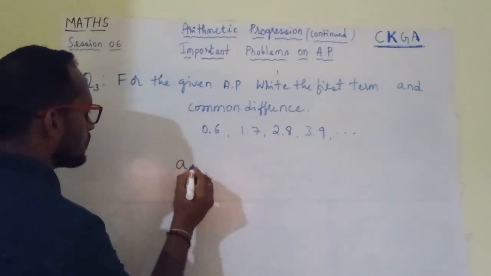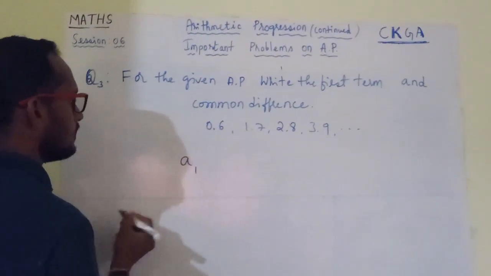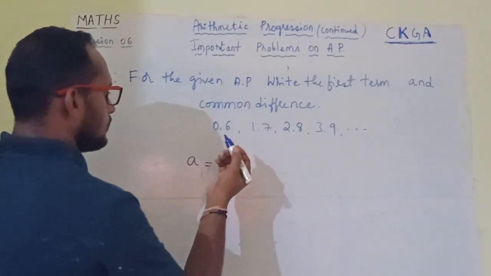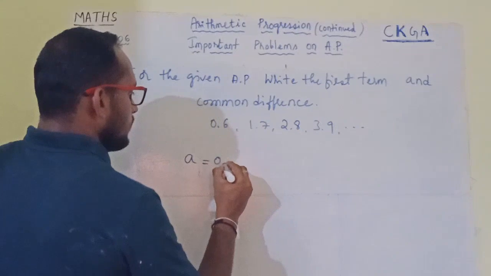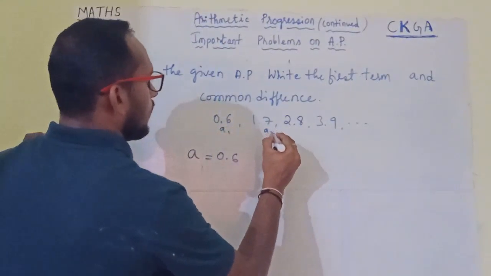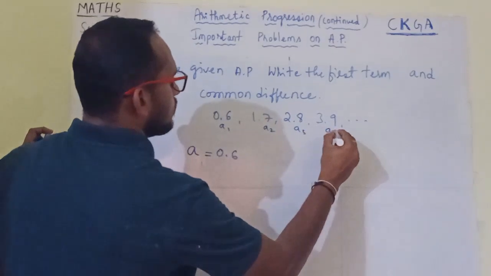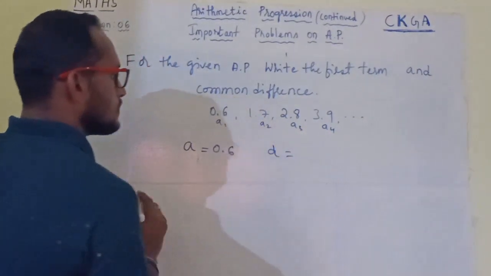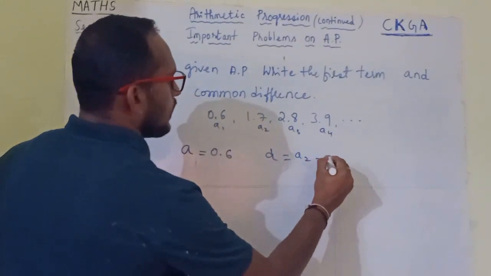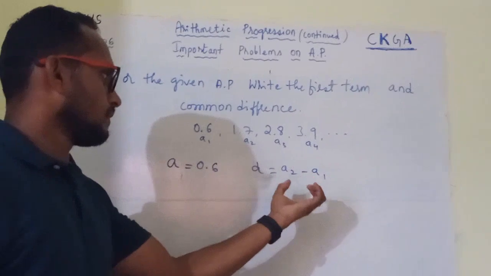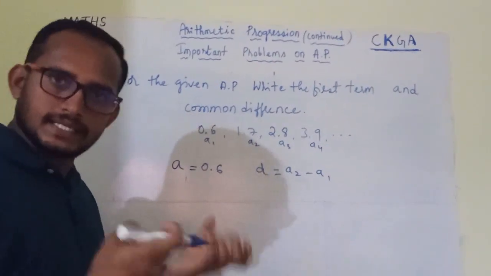The symbol to represent the first term is A1, or simply you can call it A. So A is equal to 0.6, because you can call these A1, A2, A3 and A4. Now you need to find the common difference. The common difference is equal to A2 minus A1. A single difference will tell us it's a common difference.